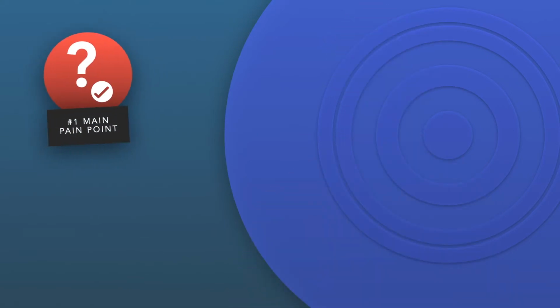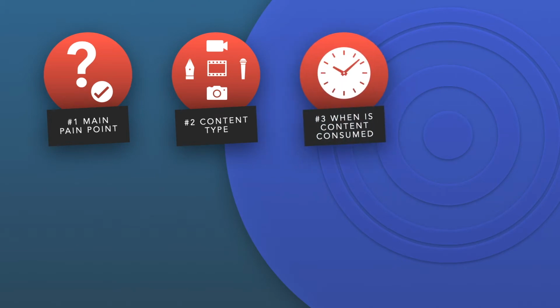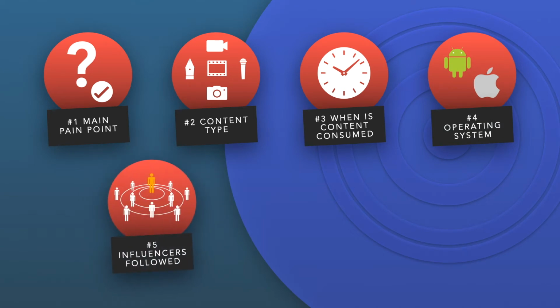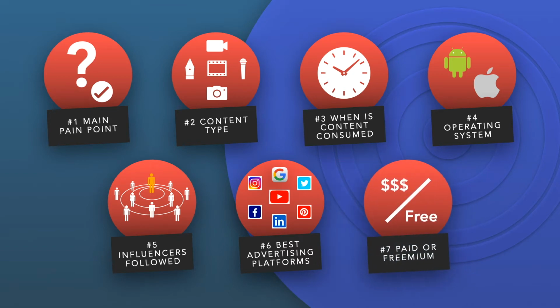These are some information worth gathering for each persona. What is their main problem or pain point? What type of content do they consume online? When do they consume the content? Are they using iOS or Android? What influencers are they following online? What platforms are best to leverage for paid advertising? Are they known to pay for apps or make in-app purchases?